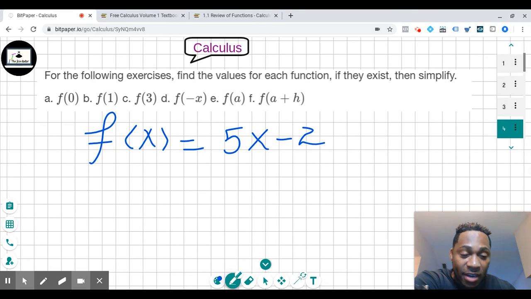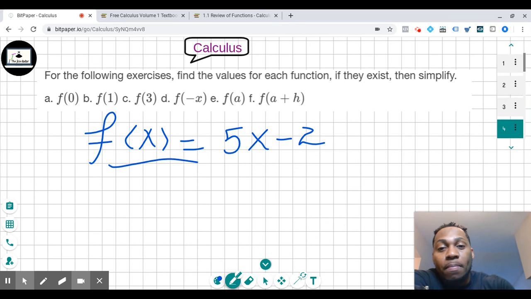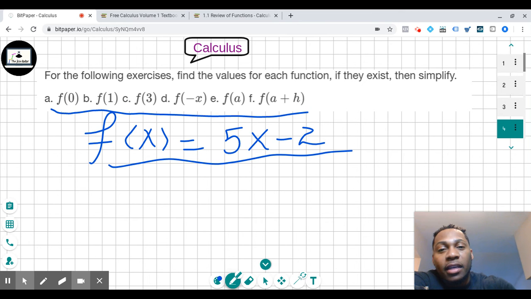This time around, we're gonna evaluate functions. So we have a function here, f of x is equal to 5x minus 2. We're gonna evaluate it at those specific values that they give us up here: f of 0, f of 1, f of 3, f of negative x, f of a, and f of a plus h. So let's do them one at a time.